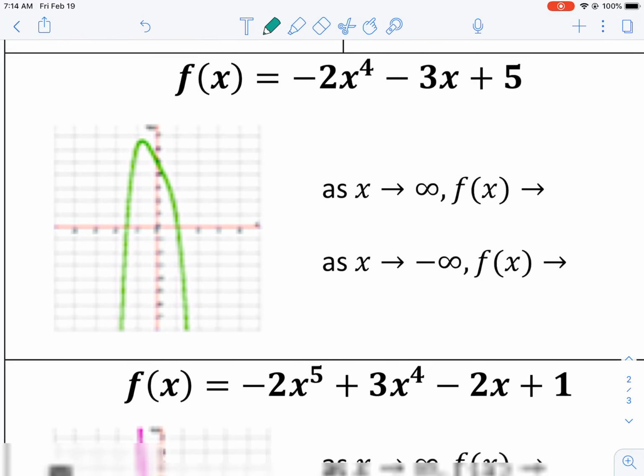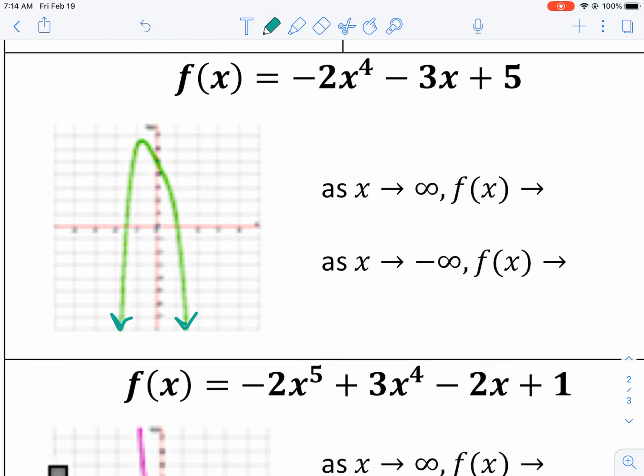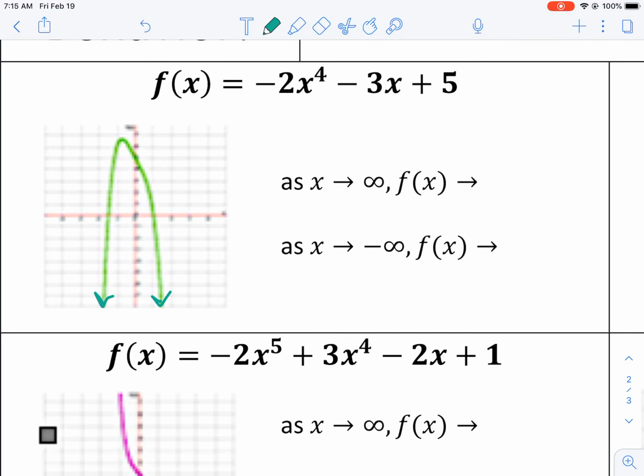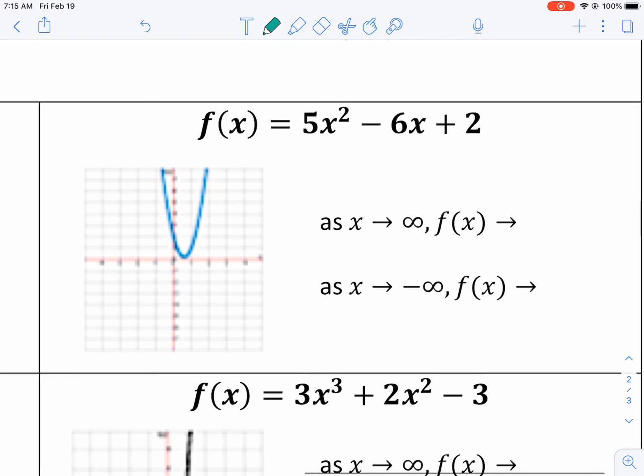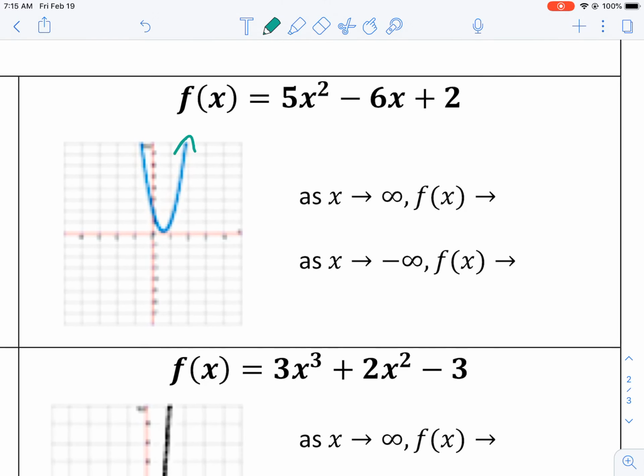So for example, we look at this graph. It's kind of blurry, but both arrows are going down. So therefore we know that both of these have to be negative infinity. In both directions, on left and right, it's going down to negative infinity. And again, we can see our degree is 4, so it makes sense that both arrows are in the same direction. Here we have the same thing. We have another even degree, but this time both arrows are going up. So this time we know that both end behaviors are going to be positive infinity, because they're both going up.